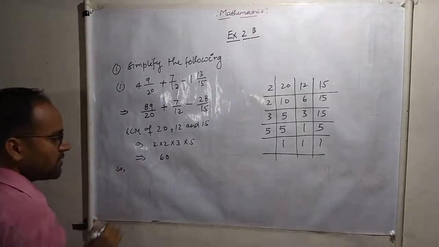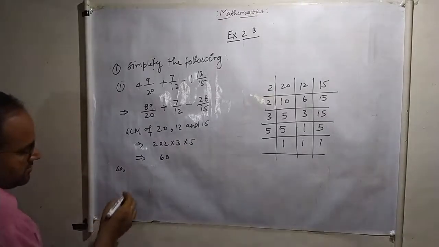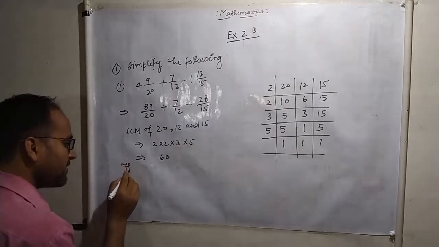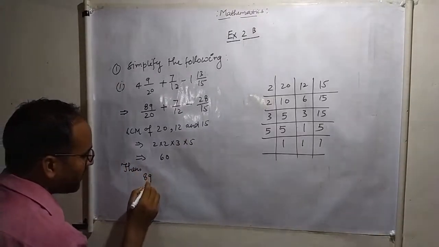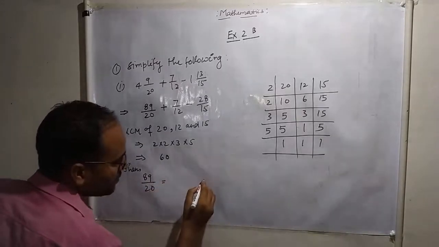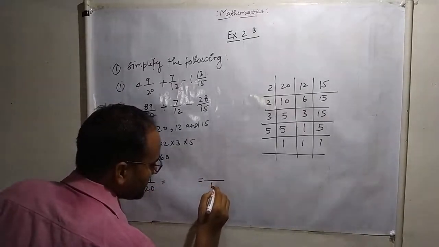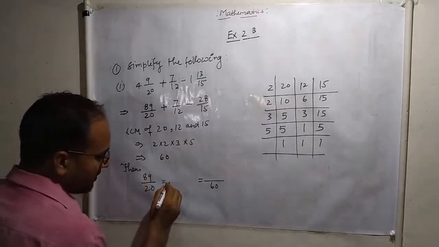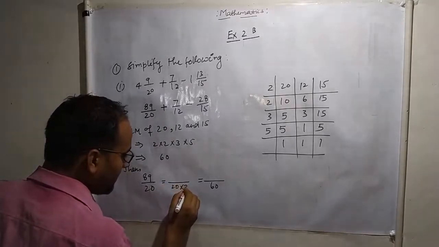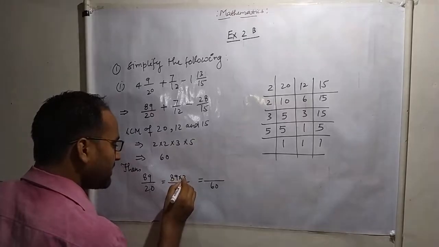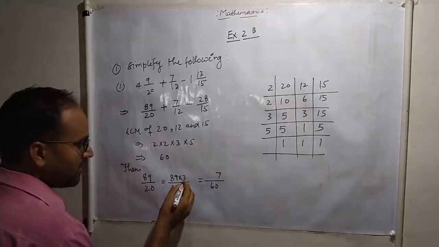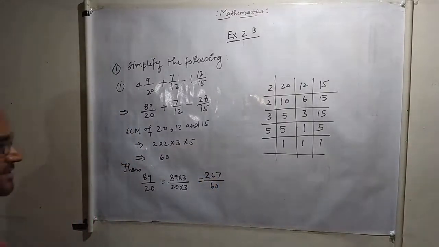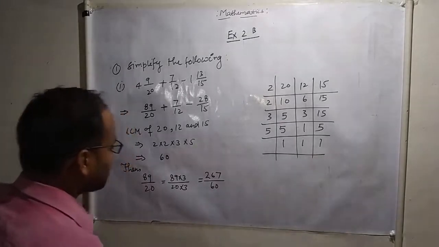So change it into like fractions. 89 upon 20, I want to change into denominator 60. By which quantity will you multiply 20 to get 60? That one is 3. So 20 is multiplied by 3, so 89 is also going to be multiplied by 3. 9 3s are 27, 8 3s are 24 and 2, 26. So 267 upon 60.